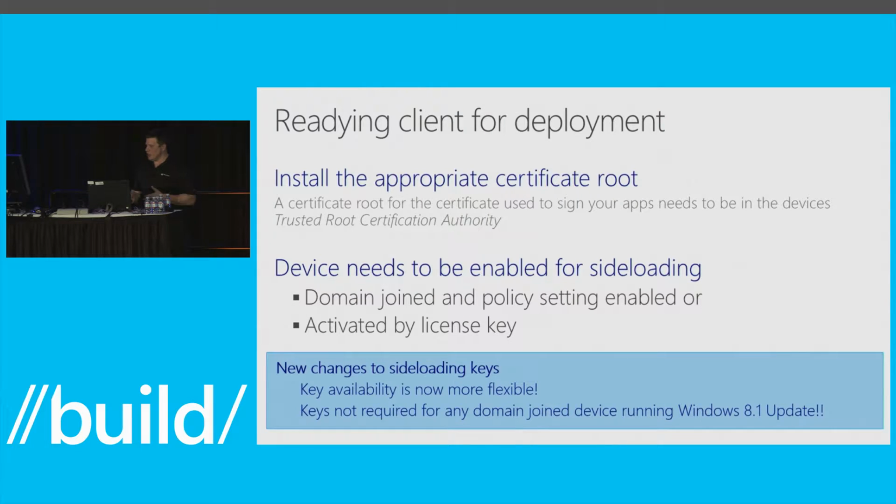Also, if anyone's using an embedded SKU, with Windows 8.1 update, the embedded SKU will automatically be enabled for sideloading, and you'll just need to push the group policy or set the equivalent registry key, and you can go ahead and install line of business apps.